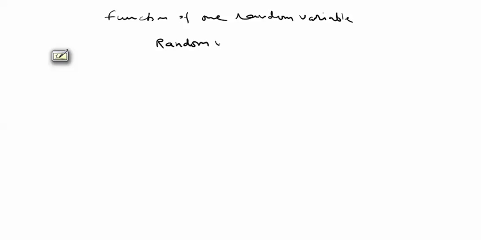Now we will discuss a new topic: function of one random variable. A random variable X is given to us, Y equals g(X). Y is another random variable. X is transformed into Y with some idea.